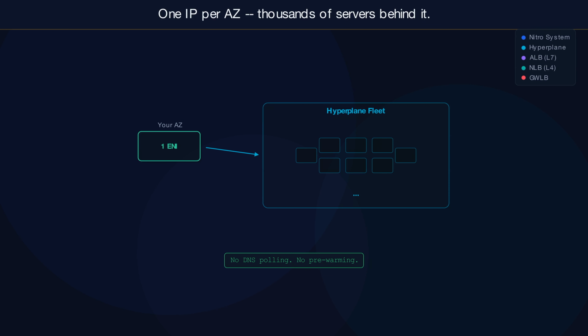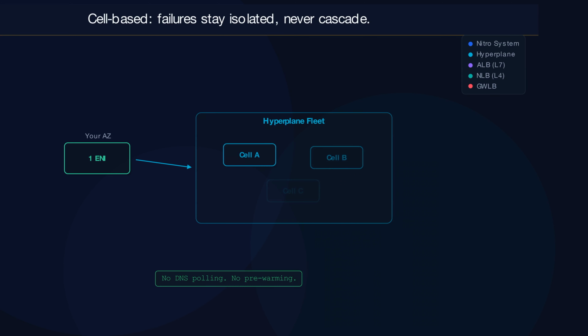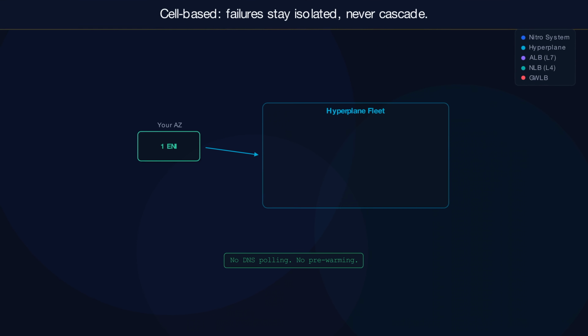Here is the magic. In the old world, each load balancer instance had its own IP. When you scaled, new IPs appeared. Hyperplane flips this. It gives you exactly one IP address per availability zone, one ENI, one interface. Behind that single IP sits a fleet of thousands of EC2 instances. AWS can add or remove instances without you ever noticing. No more DNS polling. No more pre-warming phone calls.